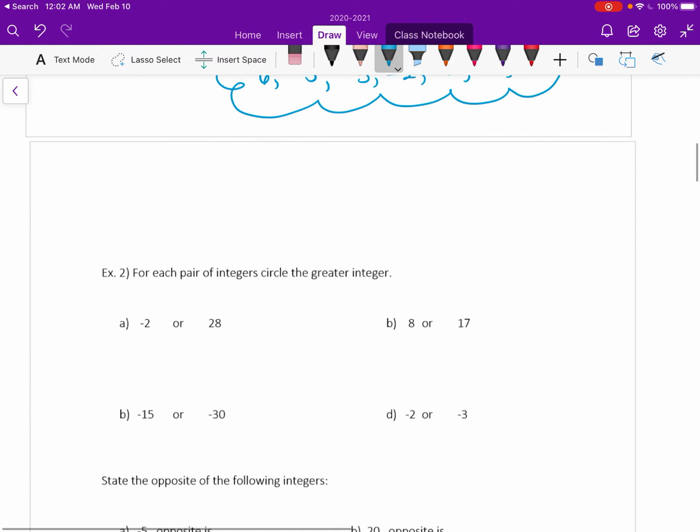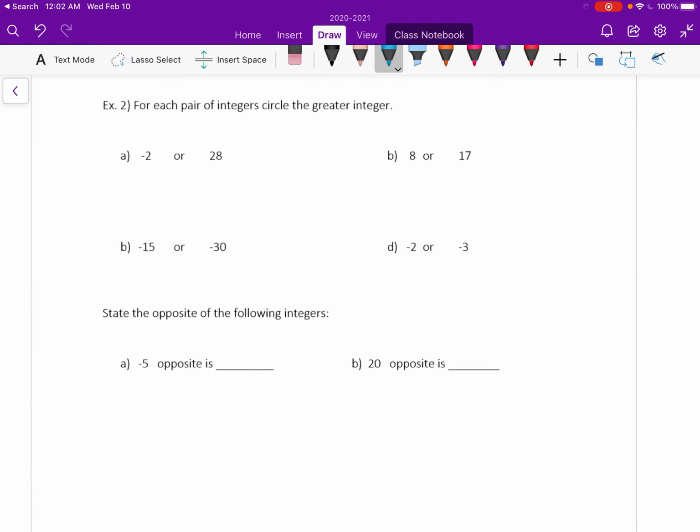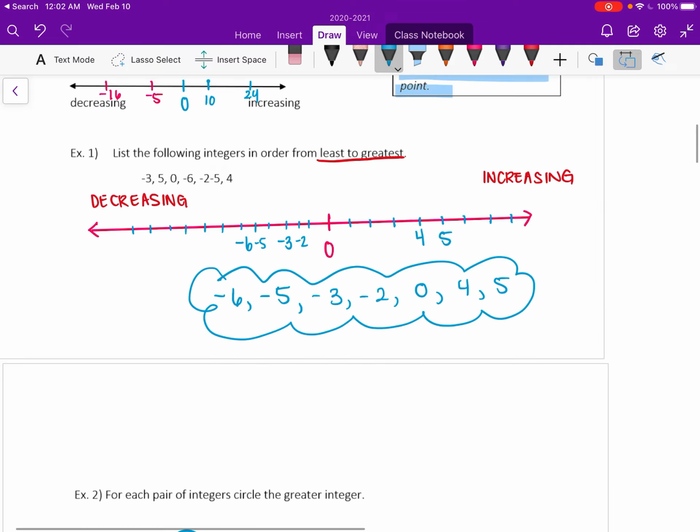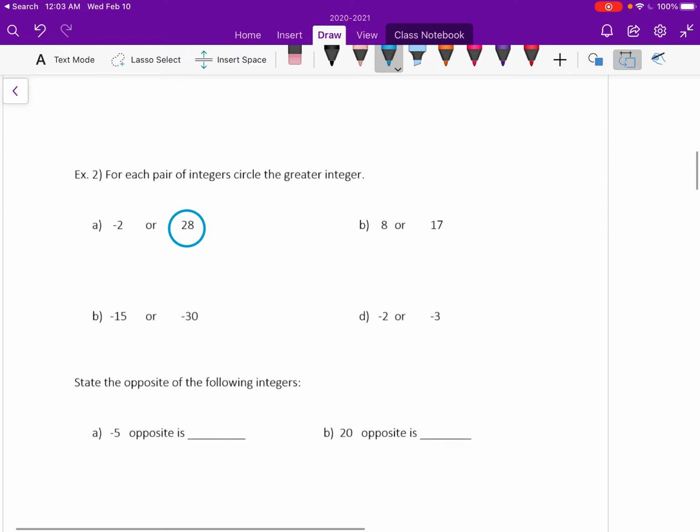So now let's go here. It says for each pair of integers, circle the greater integer. So which one's actually larger? Is it -2 or 28? 28. Because -2 we know is below 0. So we know it's going to be over here on this side where it says decreasing, and then 28 will be on the other side.